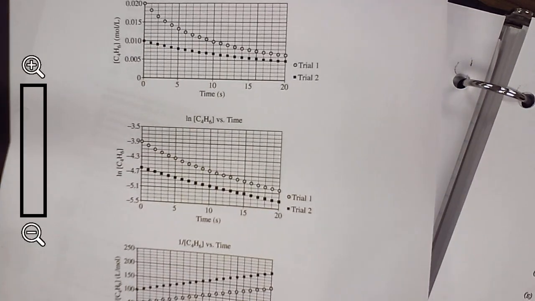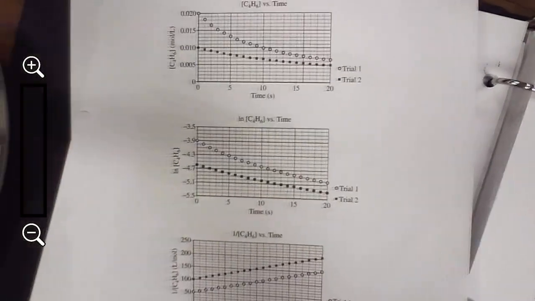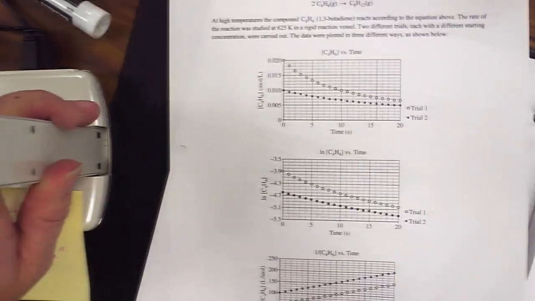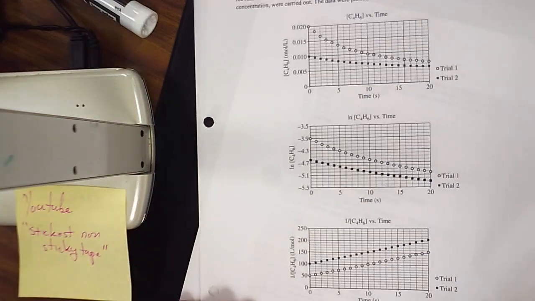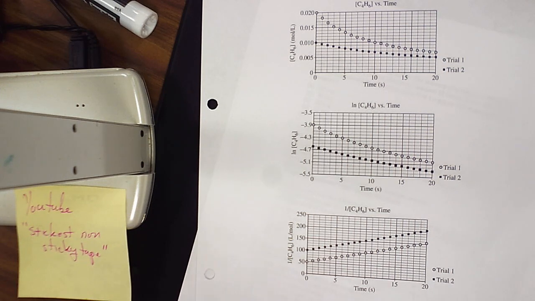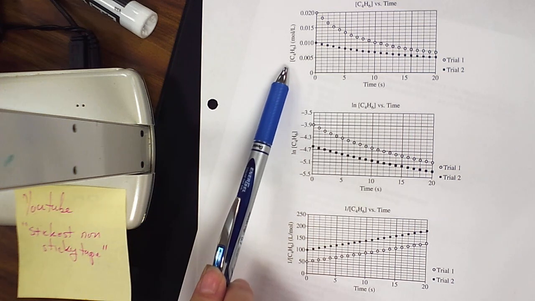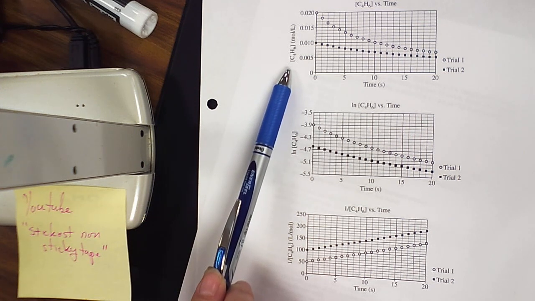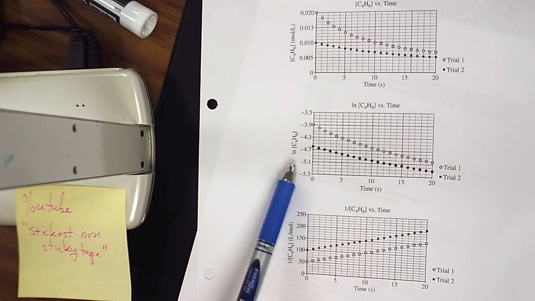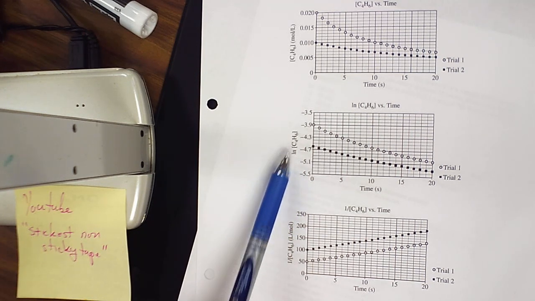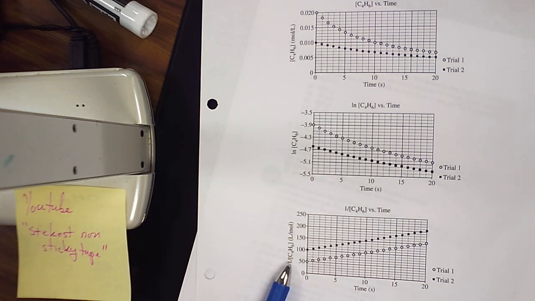Here they are. Here are the 3 different ways. Okay, hang on. Okay, there you go. There are the 3 different ways. So let me highlight because it's hard to see. The concentration of the 1,3-butadiene, you can already see where this is going, right? The logarithm of the concentration of the C4H6, and the 1 over the concentration.